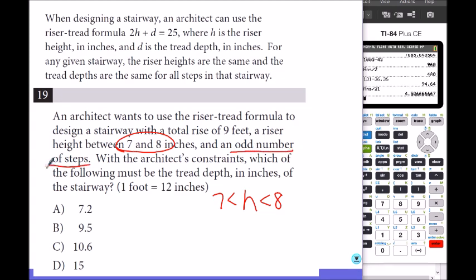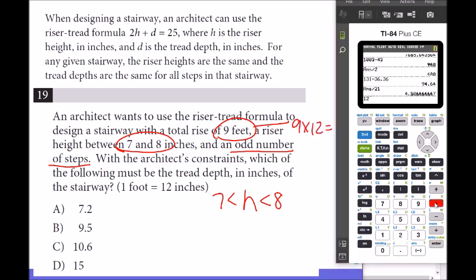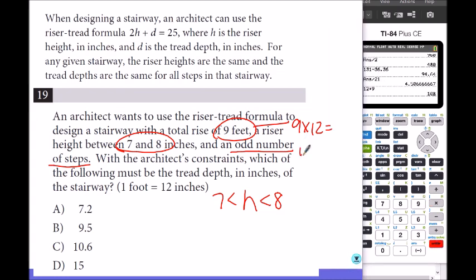Which of the following must be the tread depth in inches of the stairway, given the architect's constraints? And the total rise is 9 feet. That is, they're all in inches, right? So 9 times 12 will give us 108. Right? 108 inches, the total height.